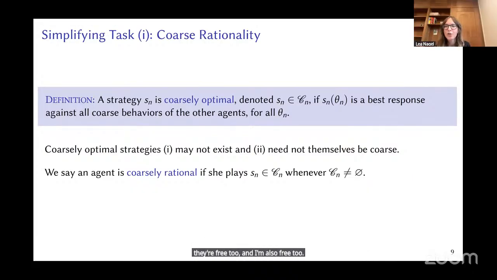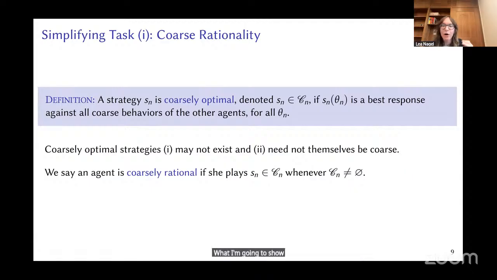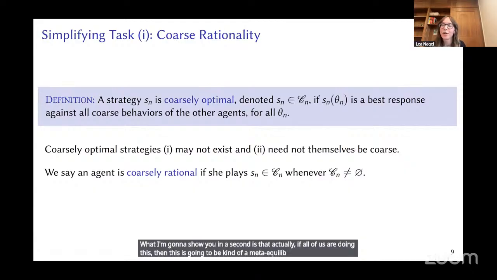Yes, exactly. The way I've interpreted it is that even if you're in the ballroom, you're occupied with trying to determine who you want to match with. And so you're ignoring who everybody else is talking to, in which order, and you're not going to condition your future behavior on that. What I'm going to show you in a second is that actually, if all of us are doing this, then this is going to be a meta equilibrium, even if we are not behaving coarsely. So it's not even going to require that we hold this belief very firmly. It's also just an equilibrium.